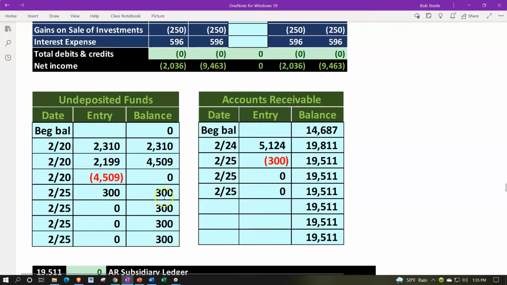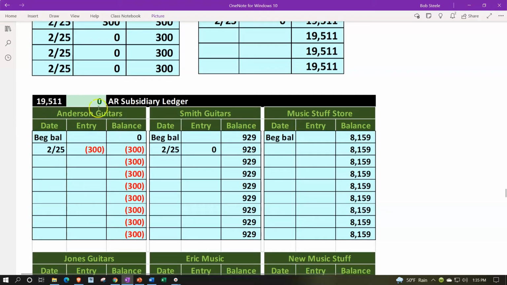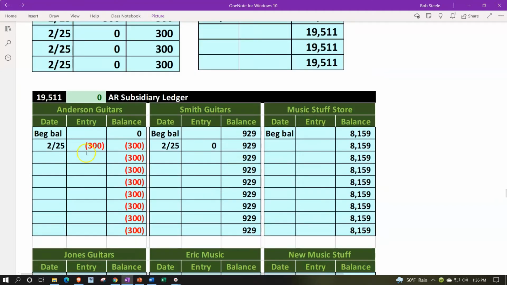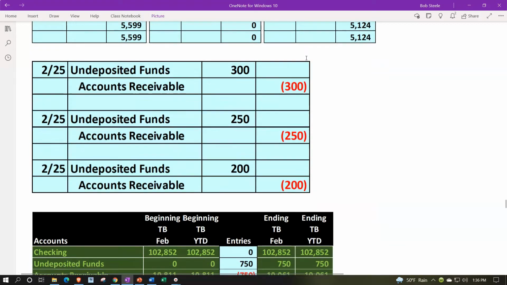We've got the undeposited funds went up by 300. The accounts receivable went down. If we look at the subledger, here's Anderson, which got this negative receivable. This is the reason why we might do it this way, because this subledger now allows us to track that payment by customer, which ties out to the accounts receivable account, which the subledger for the liability does not. So the payment that we have in the subledger here will then net out to that amount. The total of the customers adds up to the 19,511, which ties out to the trial balance.